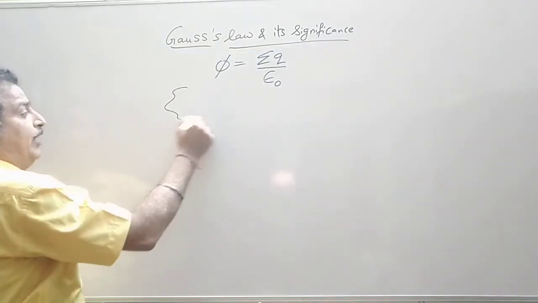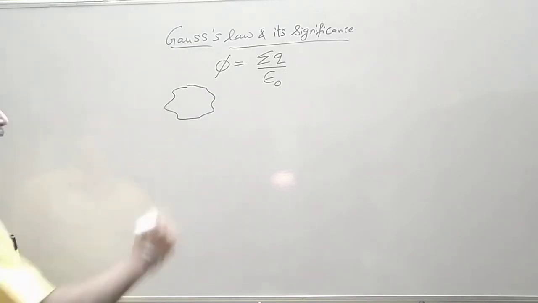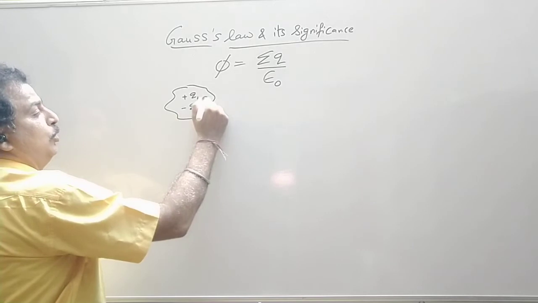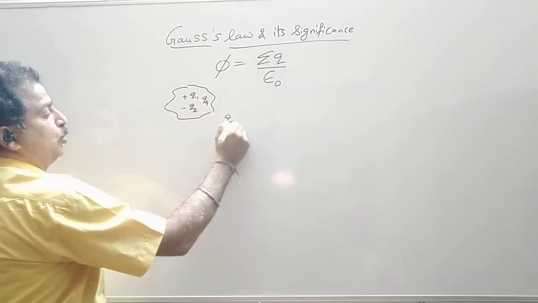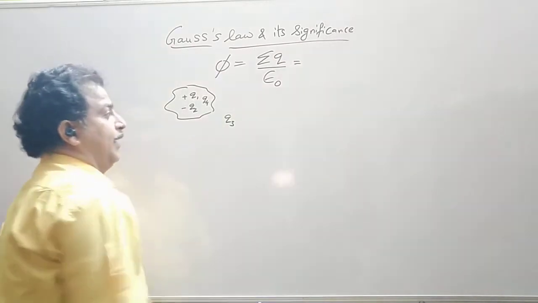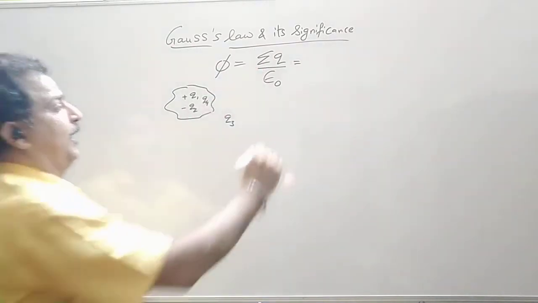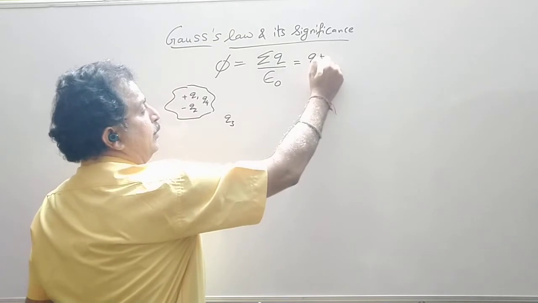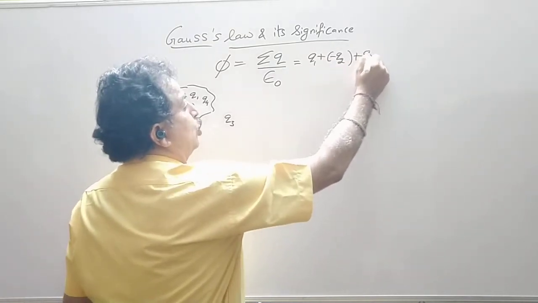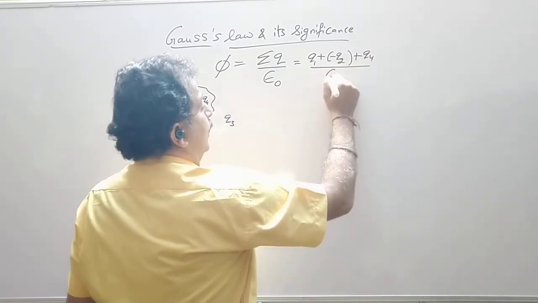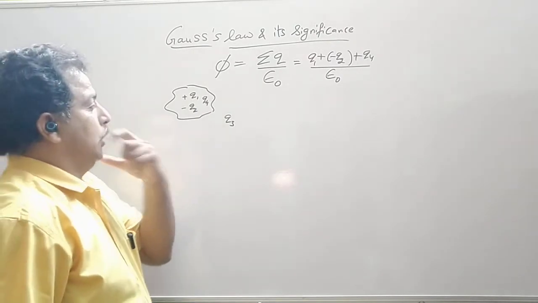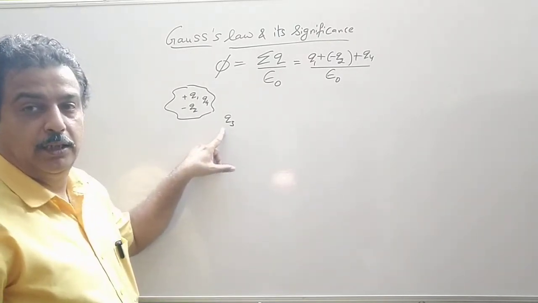So say if I take one closed surface having the charge plus q1, minus q2, q4, and q3 is outside, then summation q should be written as q1 plus of minus q2, because the charge is negative, plus q4, upon epsilon naught only. So we have not taken q3.